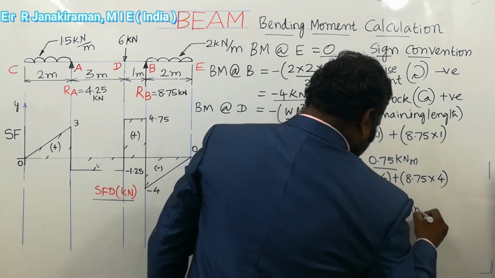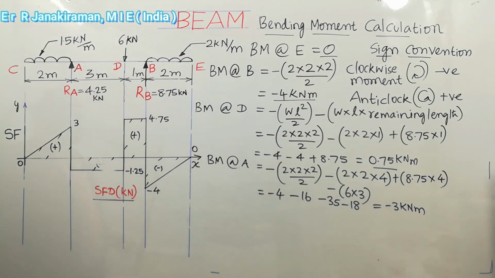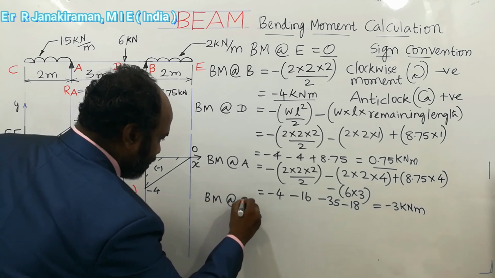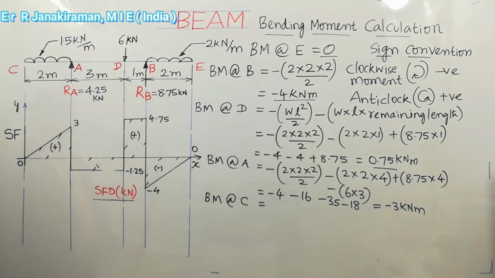Kilonewton meter. Next, at the point is C. Next point is C point. So bending moment at C is equal to previous load before point C.